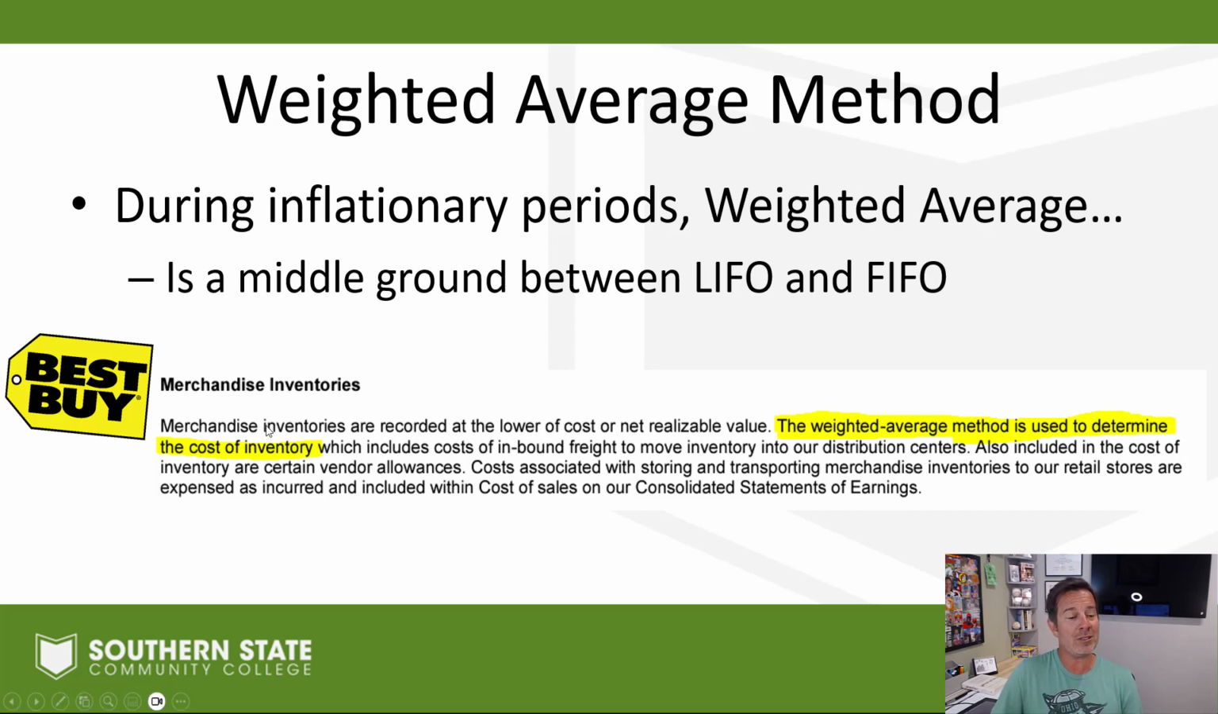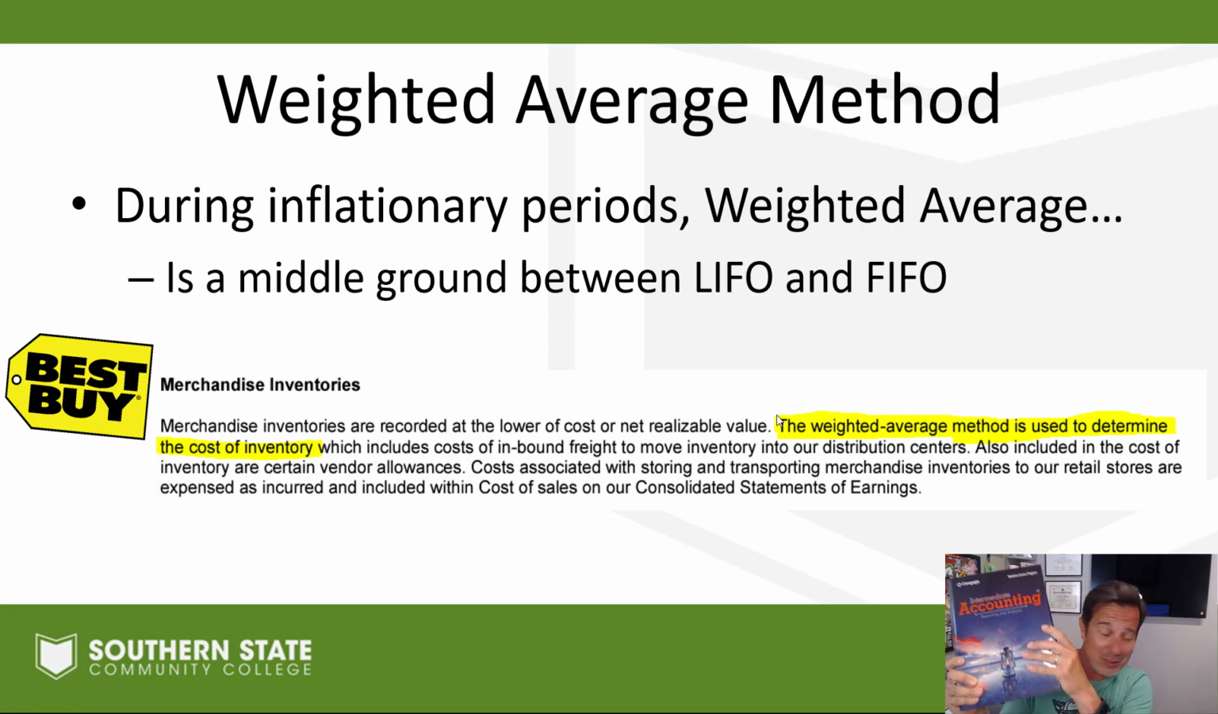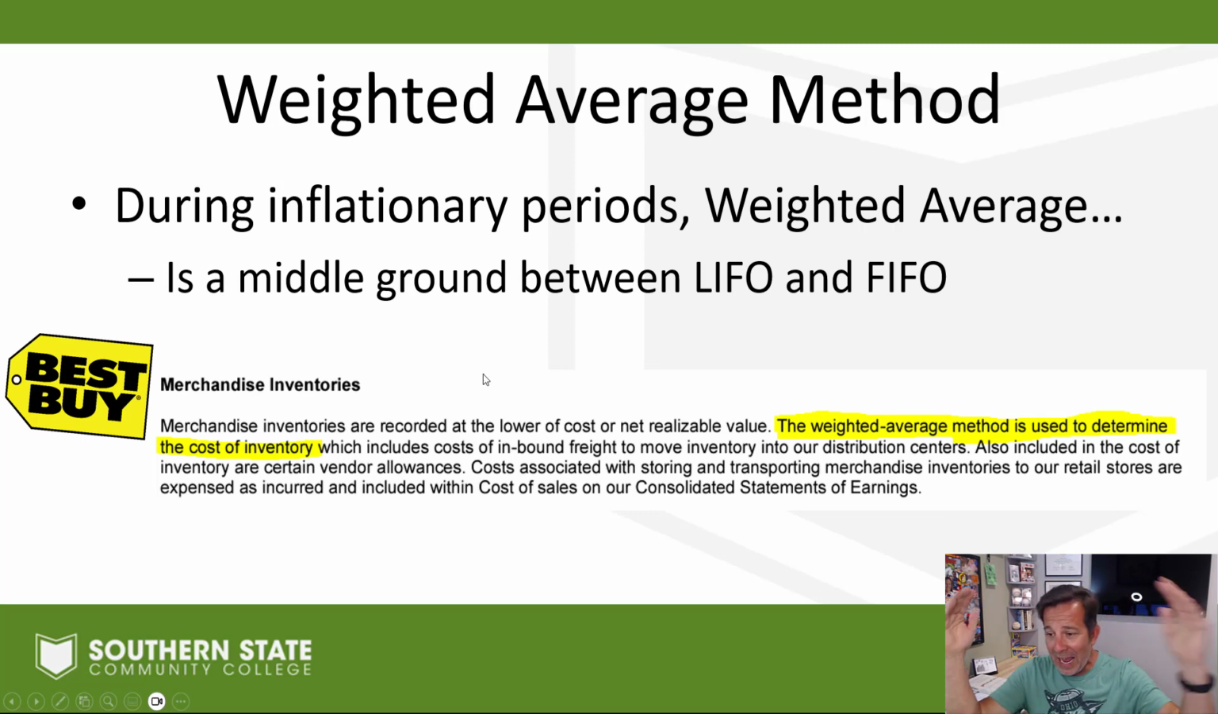Merchandise inventories are recorded at the lower of cost or net realizable value. Hey, like I mentioned before, intermediate accounting. If you want to learn about cost, net realizable value, the lower of the two, there's the class for you. I'll see you there next year maybe. In the meantime, the weighted average method is used to determine the cost of inventory. So now you can read that note in the financial statement. You can read notes about FIFO and LIFO and have a little bit of an idea as to what's going on.